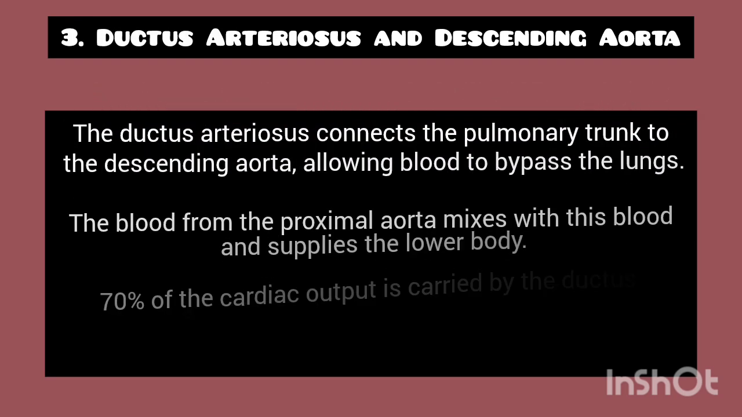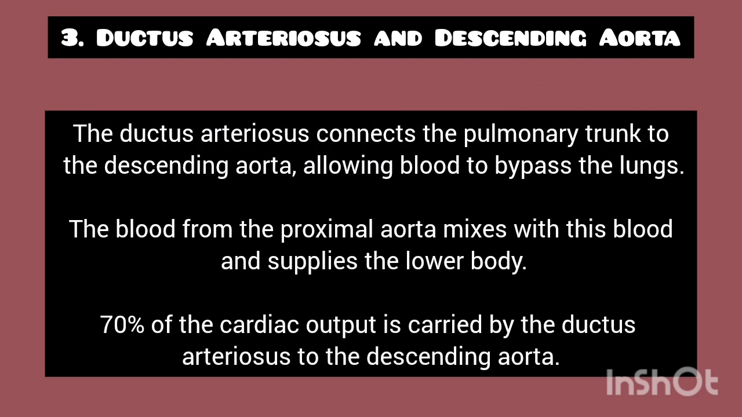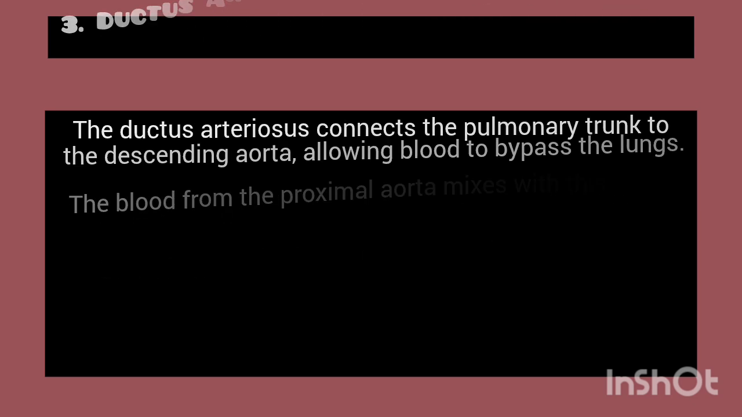3. Ductus arteriosus and descending aorta. The ductus arteriosus connects the pulmonary trunk to the descending aorta, allowing blood to bypass the lungs. The blood from the proximal aorta mixes with this blood and supplies the lower body. 70% of the cardiac output is carried by the ductus arteriosus to the descending aorta.